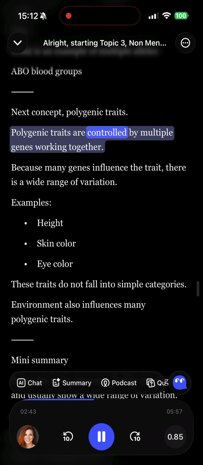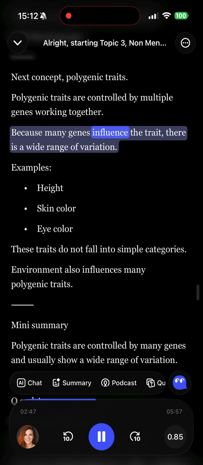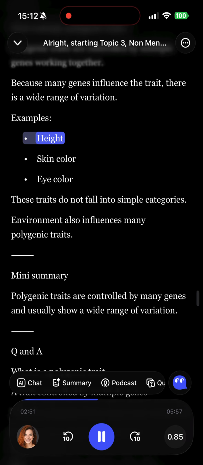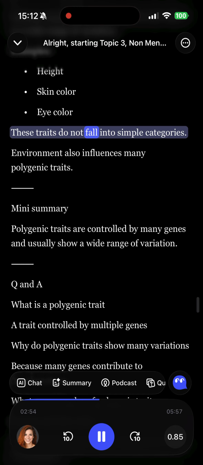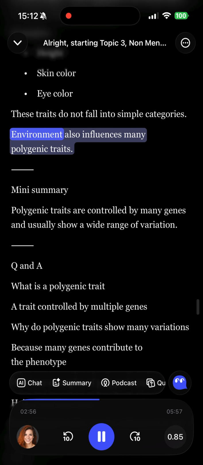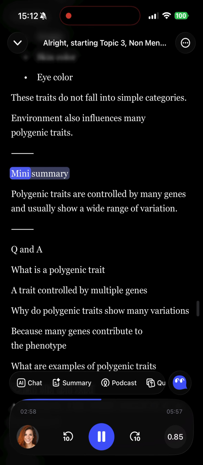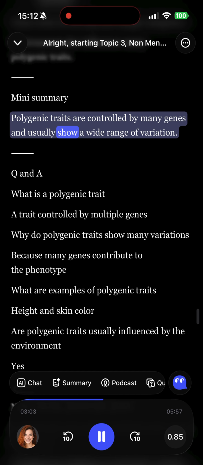Next concept, polygenic traits. Polygenic traits are controlled by multiple genes working together. Because many genes influence the trait, there is a wide range of variation. Examples: height, skin color, eye color. These traits do not fall into simple categories. Environment also influences many polygenic traits. Mini summary. Polygenic traits are controlled by many genes and usually show a wide range of variation.